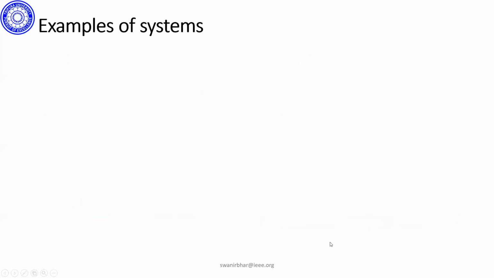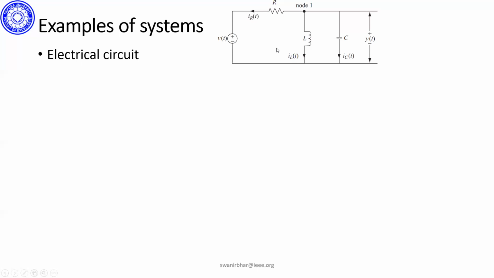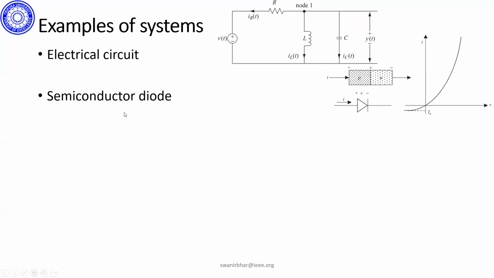Now, going to the different examples of systems, an electrical circuit is one type of system, where you have a voltage source, current flowing, an inductor, a capacitor, and so on. Similarly, a semiconductor diode is another system where you have an input current, and based on that the current changes in the output. In the electric circuit, you give voltage in one form, and across the capacitor it is coming in a different form, across a resistor in a different form. So IR, IL, IC are different.